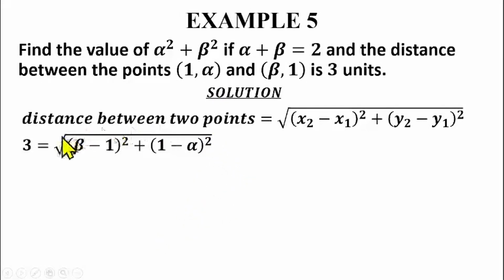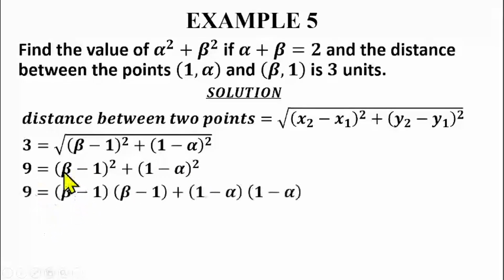We can get rid of this square root by finding the square of both sides. Take the square of both sides. If I take the square of 3, that gives us 9. If I take the square of this side, that will eliminate the square root. So we are left with (beta minus 1) squared plus (1 minus alpha) squared. So what do we do? We can expand this bracket, and expand this bracket.